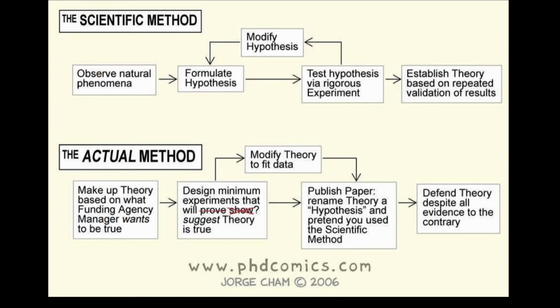Well, the scientific method says: observe a natural phenomenon, formulate a hypothesis, test the hypothesis via rigorous experimentation, modify the hypothesis, establish theory based on repeated validation of results. The actual method that the pseudoscientists use is: make up a theory based on what the funding agency manager wants to be true, design a minimum of experiments that will suggest the theory is true, modify the theory to fit the data, publish a paper, rename the theory a hypothesis, and pretend you used the scientific method. Defend this theory despite all evidence to the contrary.